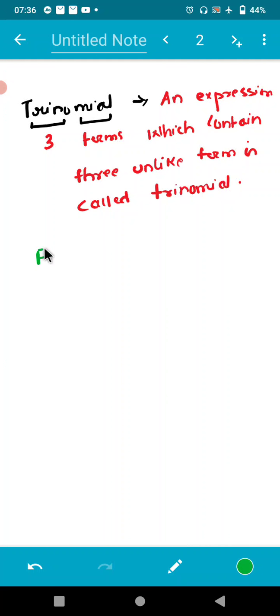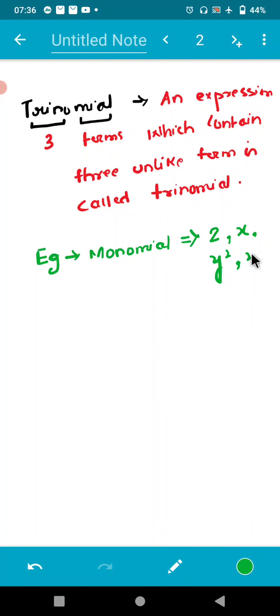So let us discuss some examples now. Examples for monomial: suppose 2, only one term is there, x, or y square, or xy. These are all monomial examples. Now let's see what is binomial. Now see, x plus y. Now you see these two terms are unlike terms.